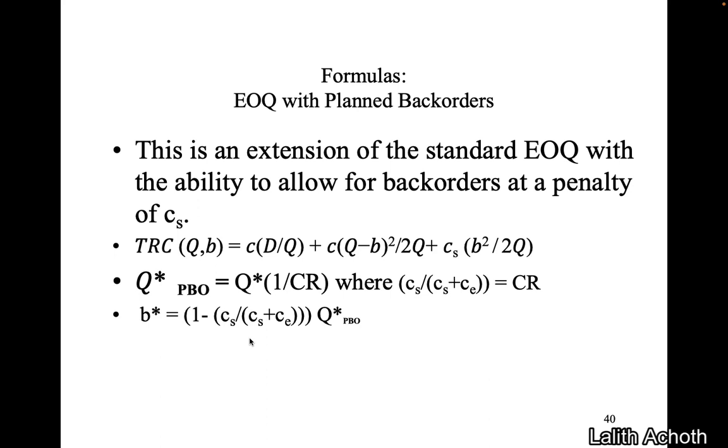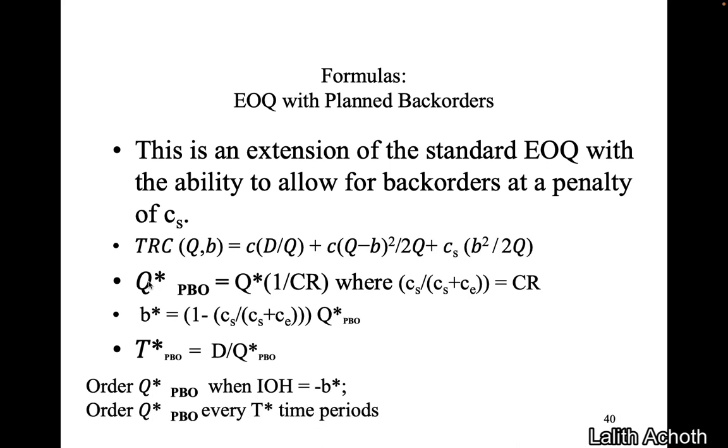Now you can calculate B star. Now B star is equal to 1 minus critical ratio into Q PBO. Right? And T is equal to D, that is a cycle time. Then after all the order becomes the same. So order Q PBO when IOH is equal to minus B. Order Q for every time period. That of course is understood. So this is the principle. Right? This is the principle.